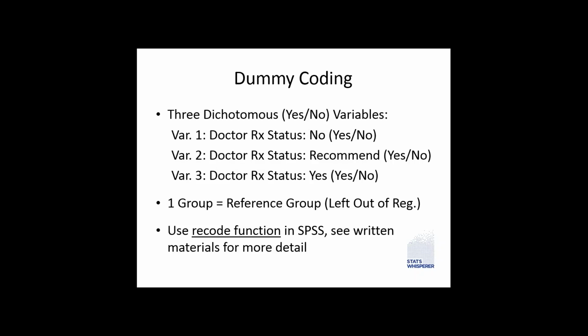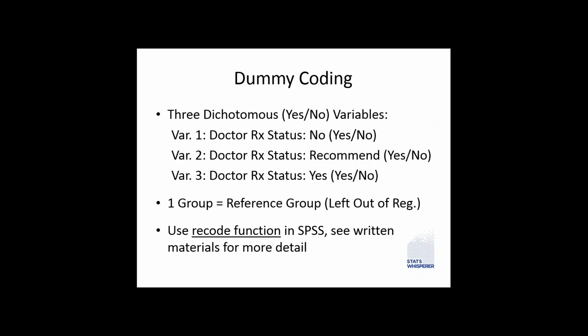If we were to dummy code, each response option becomes its own variable. Variable 1 would be doctor prescription status no: yes, no. That's one variable. The second one, doctor prescription status recommended: yes, no. And then the third variable would be doctor prescription status yes: they prescribe meditation classes. Now you'll see in the regression that we're going to leave out one group.